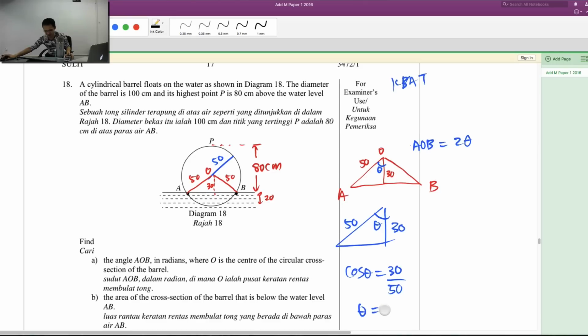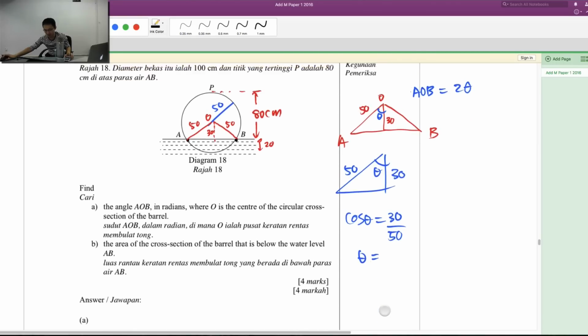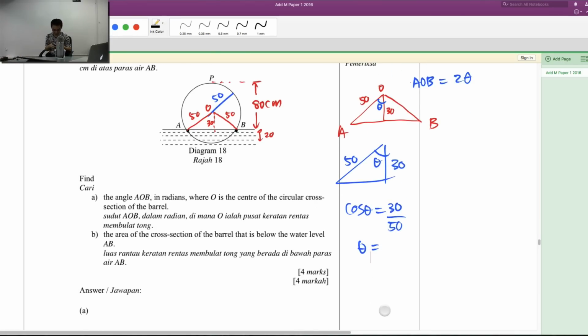Do I need to leave my answer in radian? Okay, change your calculator to radian before you do that. So shift cos 3 over 5. So you get 0.927 radian. But this is not the AOB. So angle AOB needs to be multiplied by 2. So it's 1.855 radian, because AOB itself has 2 angles as I mentioned just now.